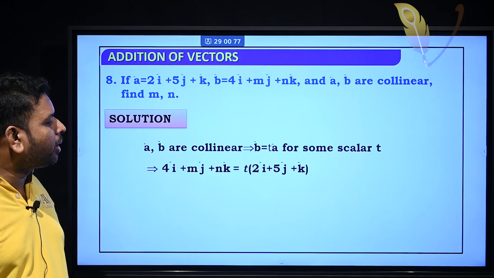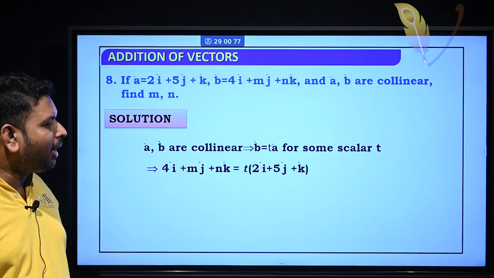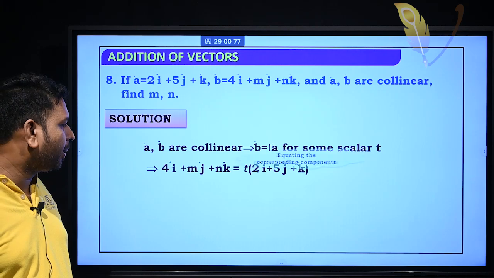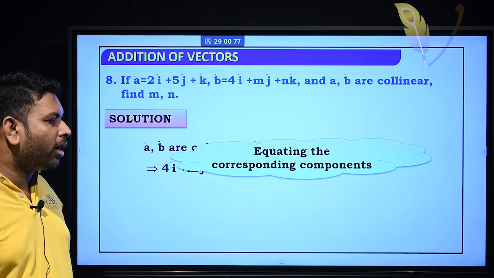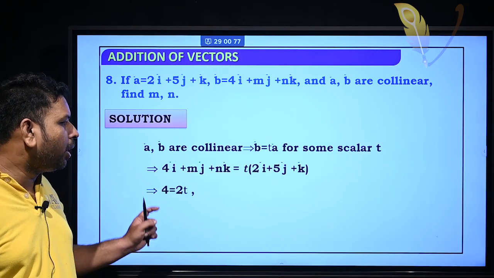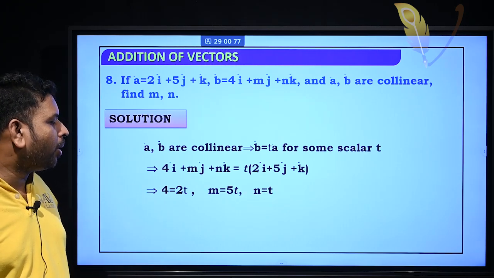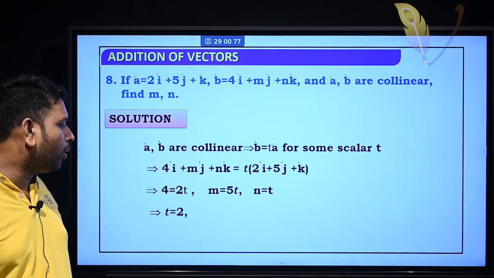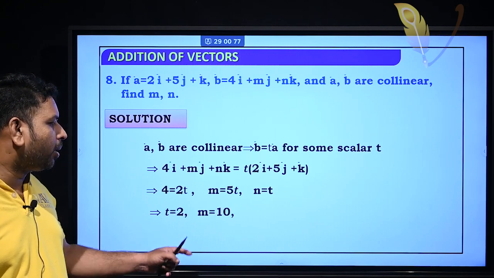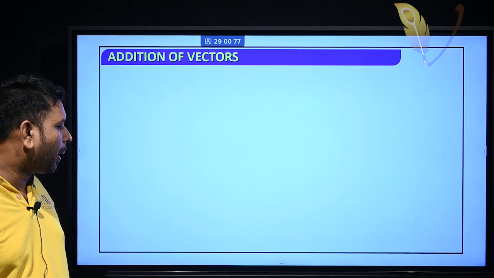4i plus mj plus nk equal to 2t whole into 2i plus 5j plus k. Equating the corresponding components: 4 equal to 2t, m equal to 5t, n equal to t. So t equal to 2, m equal to 10, n equal to 2.